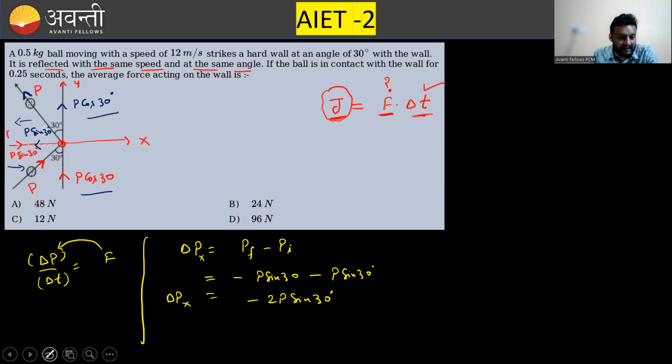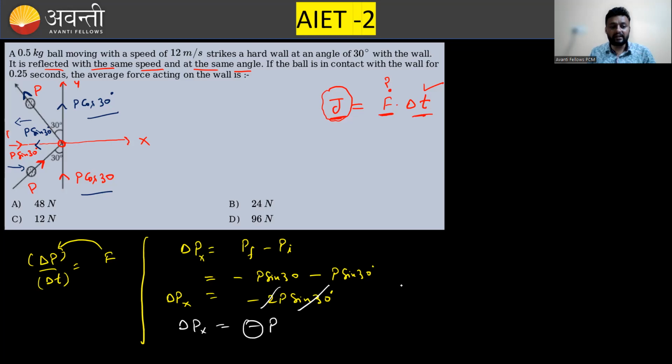Can you see that sine 30 has a value 1 by 2 and this 2 can be cancelled? Clear? So the change in momentum is P. This negative sign is just indicating the direction. Now you can place the values.